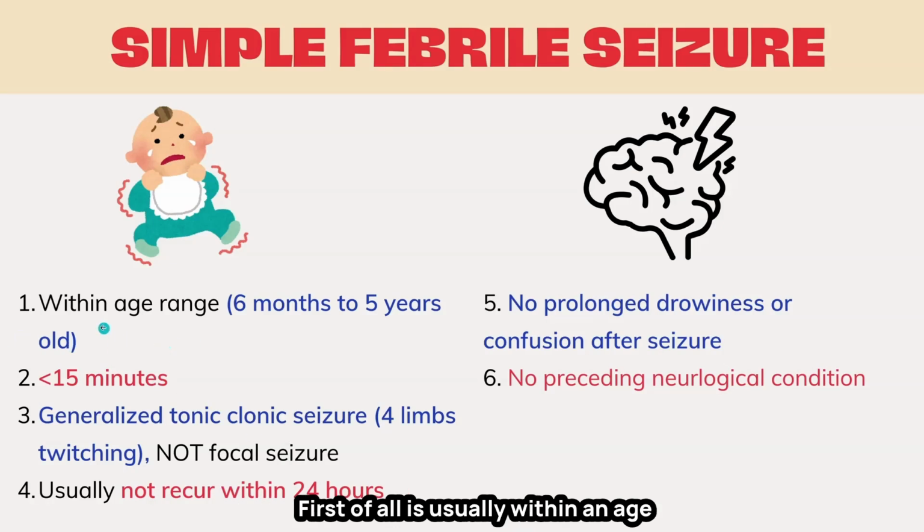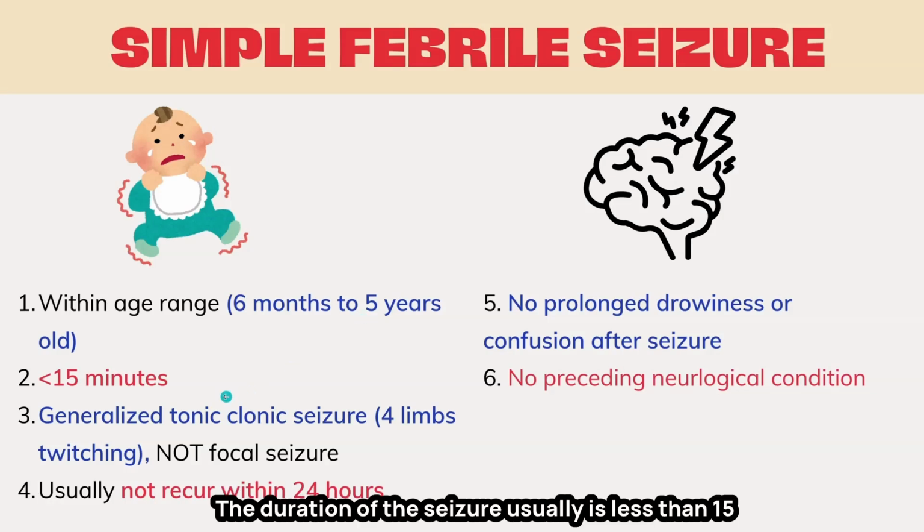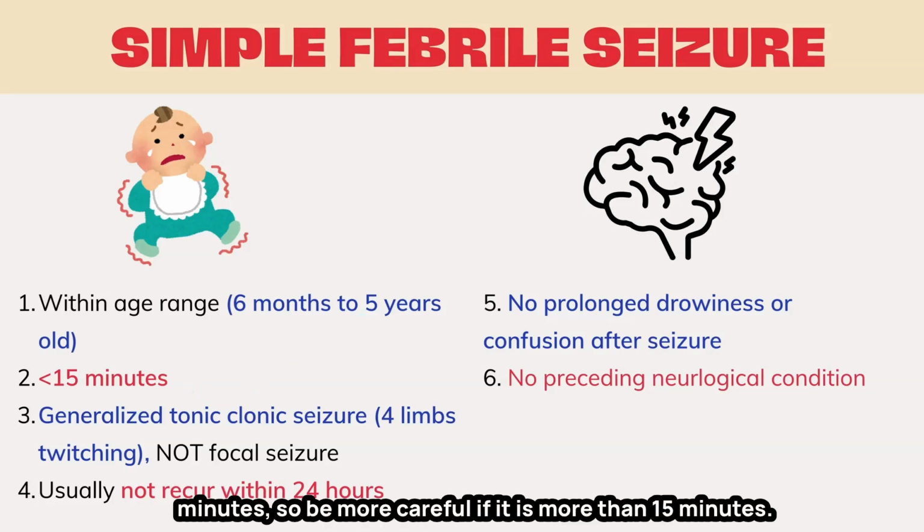First of all, it's usually within an age range from 6 months to 5 years old. Let's say if the child is 8 years old already with the febrile seizure, it is not a simple febrile seizure. You need to be careful. But then if within this age range, you can be much more comfortable. The duration of the seizure usually is less than 15 minutes. So be more careful if it is more than 15 minutes.